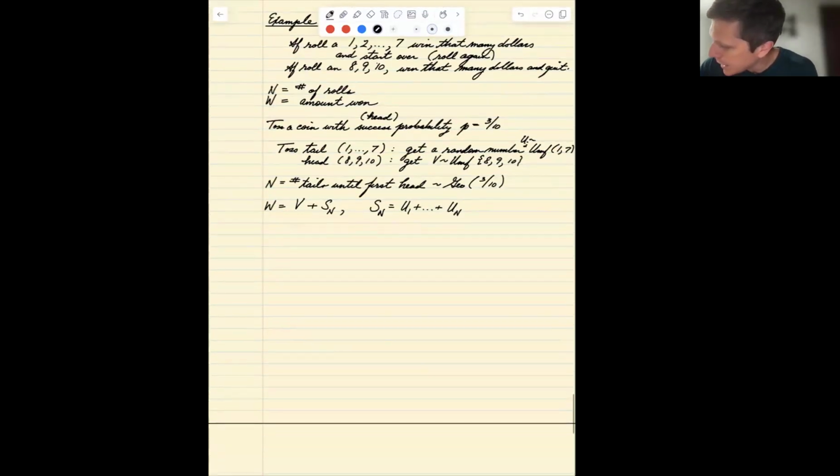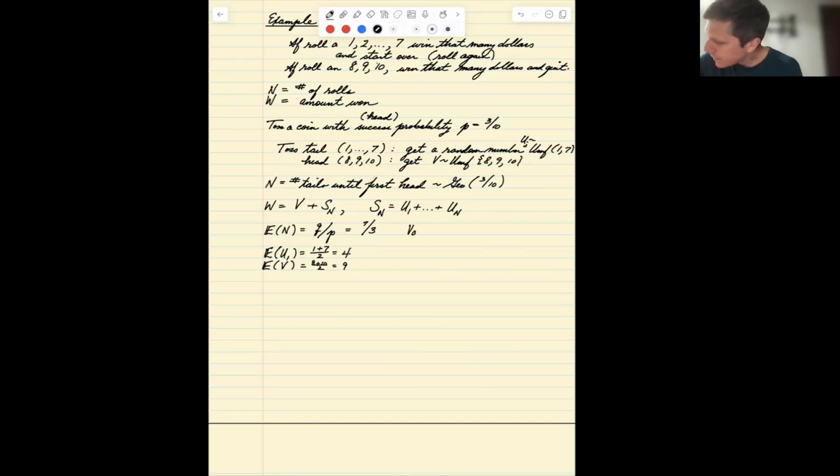So in this case, we know that the expectation of N, which in this parameterization is the number of tails before the first head, is Q over P, which is 7/3. The expected value of U1 is the midpoint between 1 and 7, so it's 1 plus 7 divided by 2, which is 4. The expectation of V is the midpoint between 8, 9, and 10, calculated as 8 plus 10 divided by 2, which is 9.